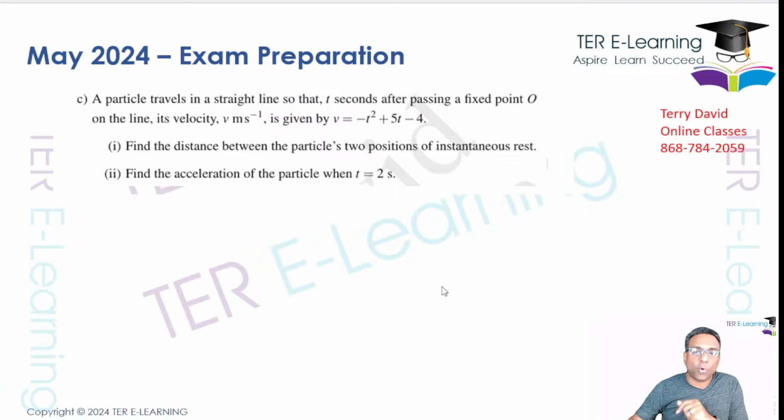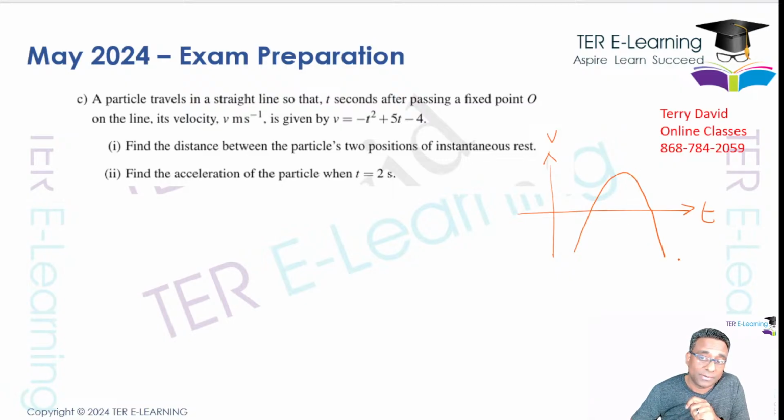Now we have a formula for velocity here. If you look at the formula, if I were to do a little sketch, and this is time and this is v, based on the formula, you know that this graph is going to have a maximum point, and it's a quadratic. So your velocity graph looks like this. Now they said find the distance between the particle's two positions of instantaneous rest. When they tell you instantaneous rest, they mean v is equal to 0. Anytime we see the word rest, we know that v is 0.